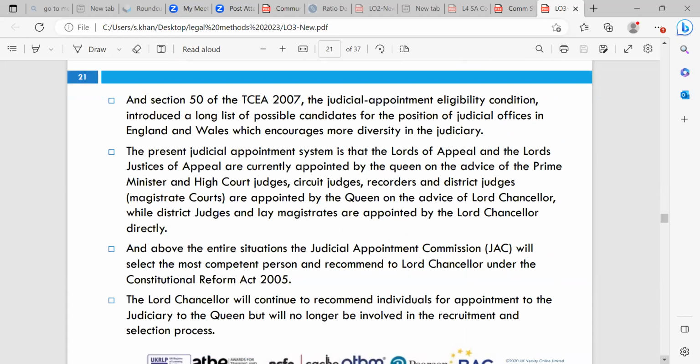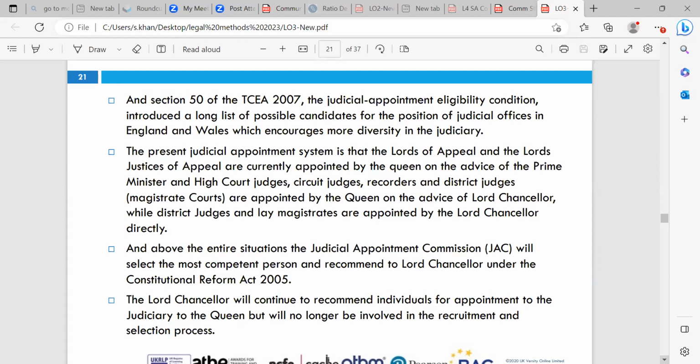Section 50 of the TCEA 2007, the judicial appointment eligibility condition, introduced a long waiting list of possible candidates for the position of judicial offices in England and Wales, which encourages more diversity in the judiciary.